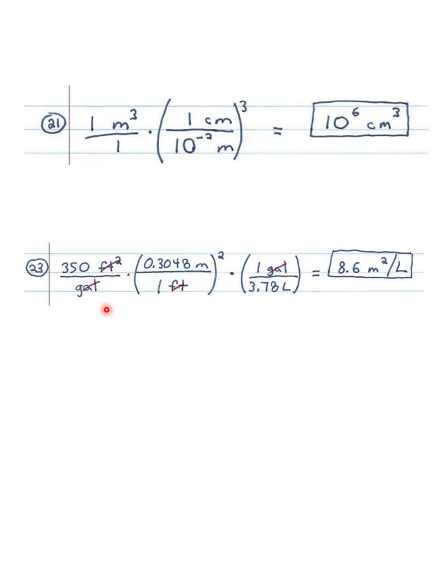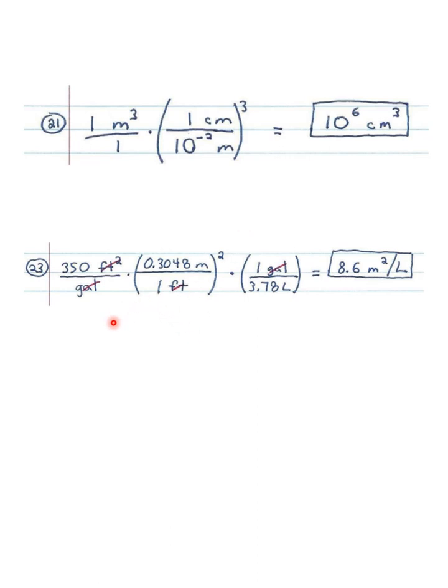350 square feet per gallon is the coverage. And there you see I've written that in the beginning. Now we need to convert. We need to get square feet in terms of square meters, and we need to turn gallons into liters. So let's deal with turning feet into meters first. We have 0.3048 meters over a foot. And remember to square it so we get rid of both powers of feet.